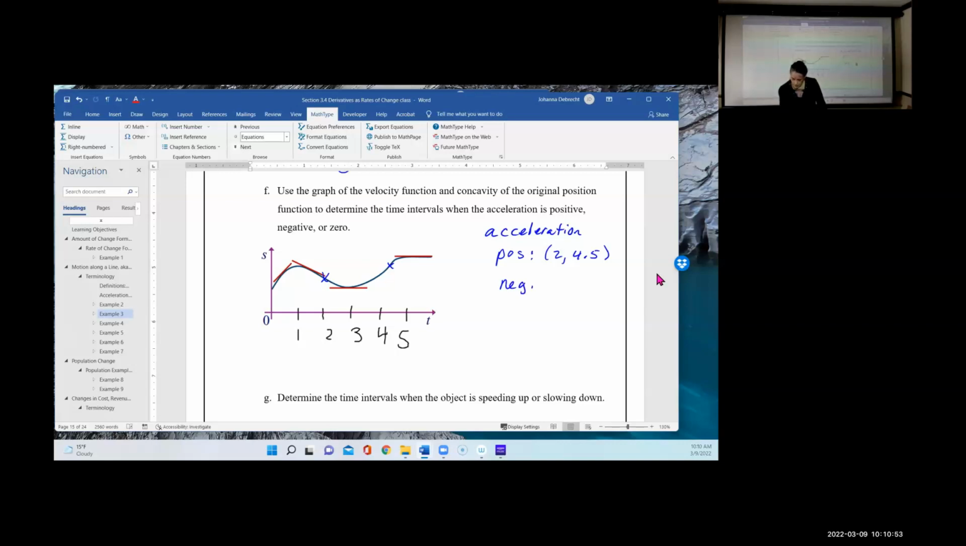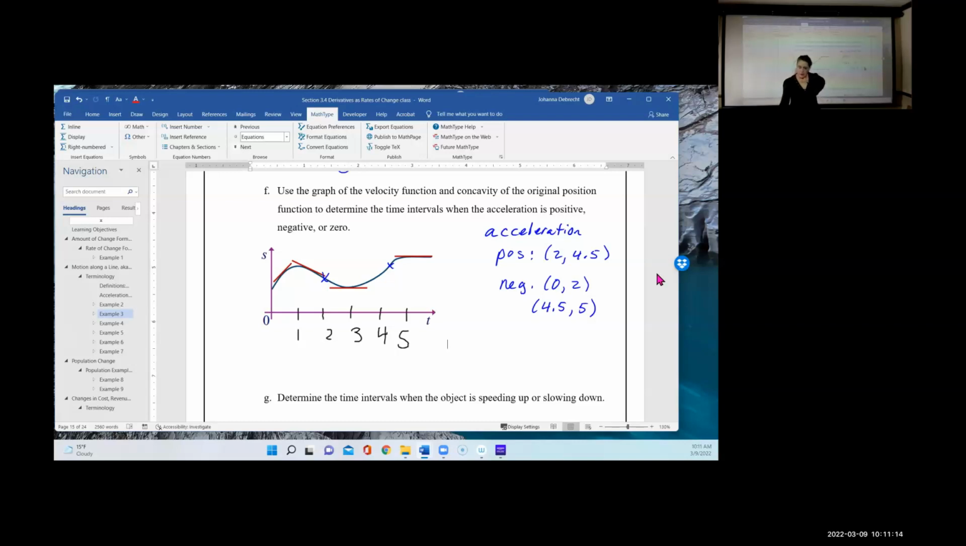That would be between 0 and 2. And again, maybe 4.5 to 5, where it becomes horizontal. All right. So 4.5 to 5, and then it becomes horizontal.